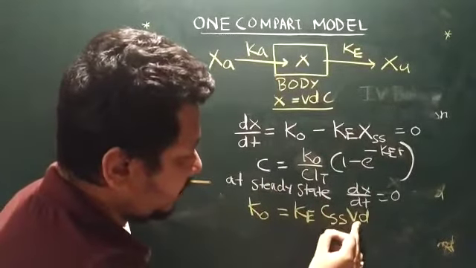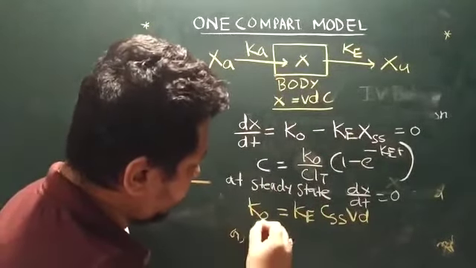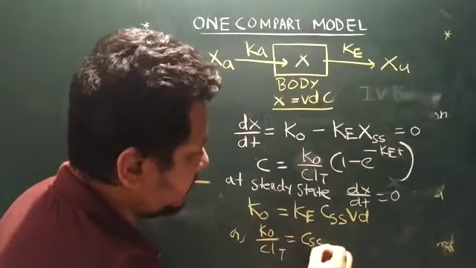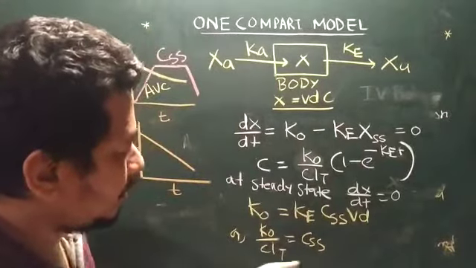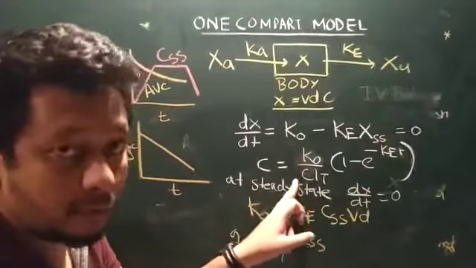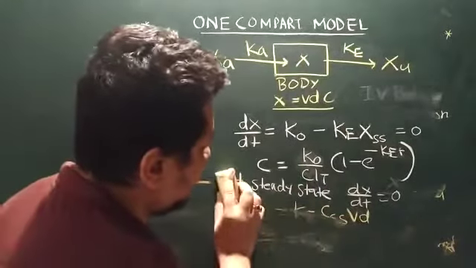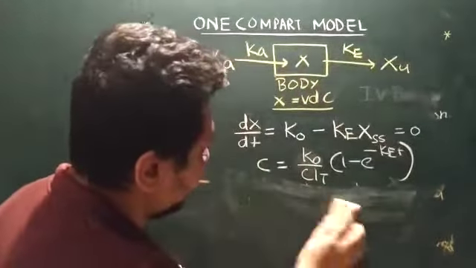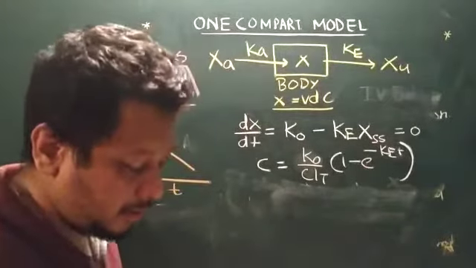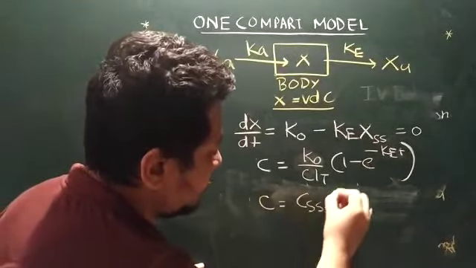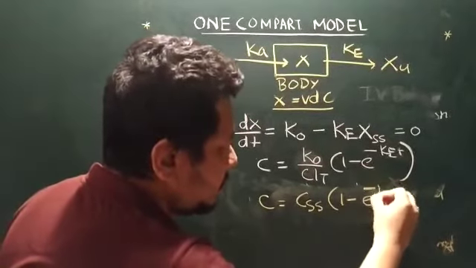And Ke into Vd is total clearance. So K naught upon total clearance is nothing but CSS. If you see, K naught upon total clearance is equal to CSS. So I can now change this equation to this form, that is, C is equal to CSS into 1 minus e raised to minus Ket.